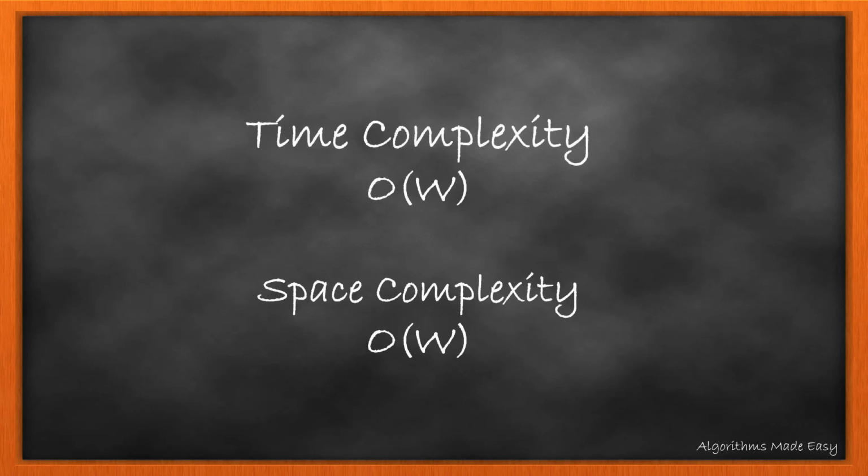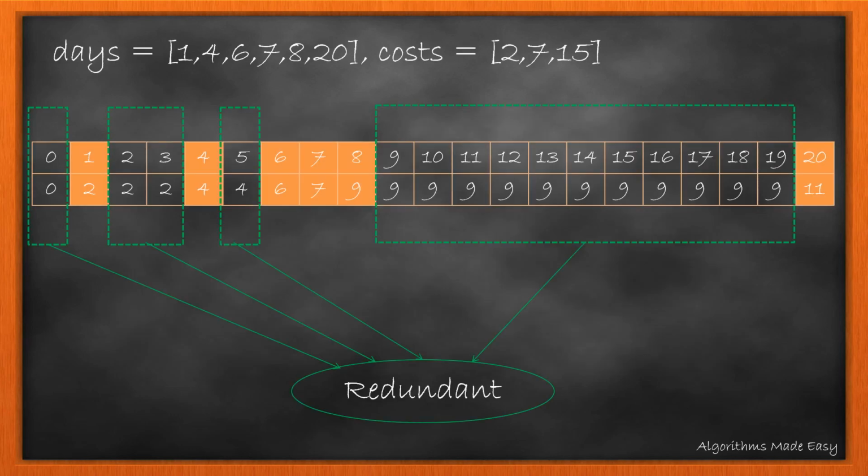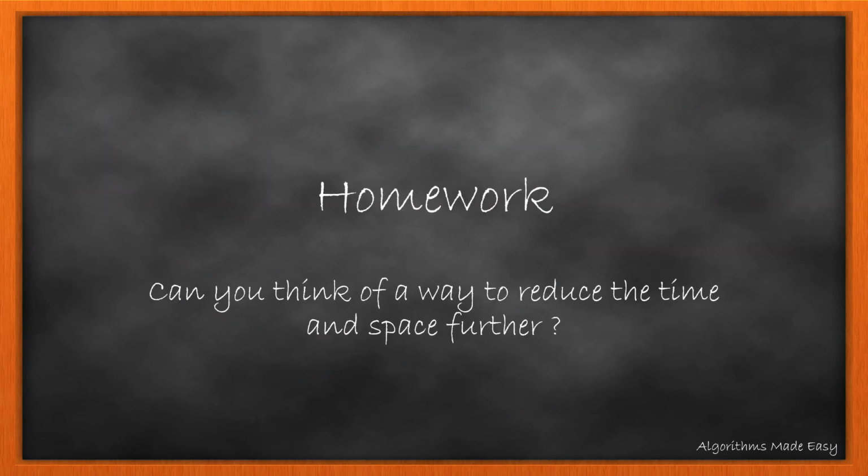The time and space complexity for this approach is O of W, where W is the last day of travel. Here's the actual code snippet from the method. You can also find a link to this code in the description below. If we closely see, the highlighted blocks are redundant and not really needed. So here's a homework for you. Can you try to eliminate the space and time used to process these elements?